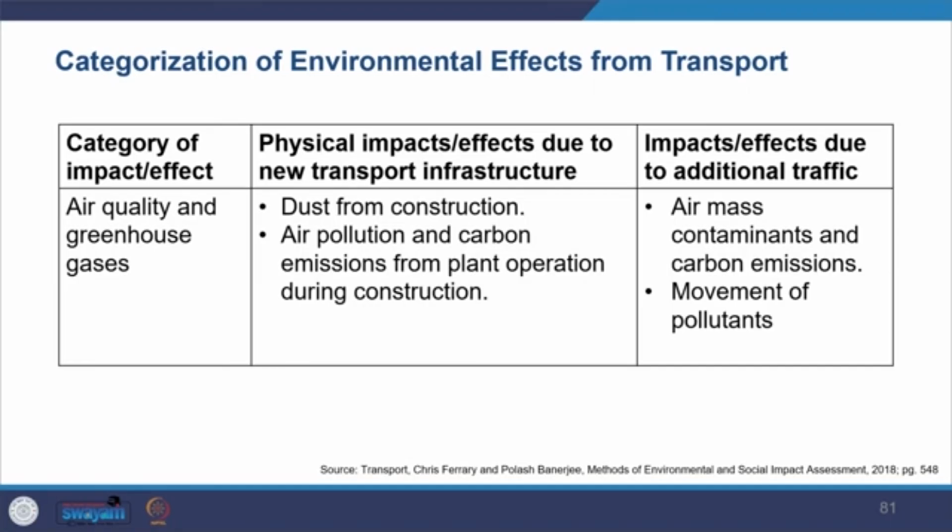So now we are going to look at the environmental impacts of transportation projects. If you look at various categories of impact, you have air quality and greenhouse gases, which we have already seen. There could be dust from the construction, air pollution and carbon emissions. In case of transportation in particular, you look at nitrogen dioxide and particulate matter, and you might choose what pollutant to look at depending on what kind of fuel is used most in your context.